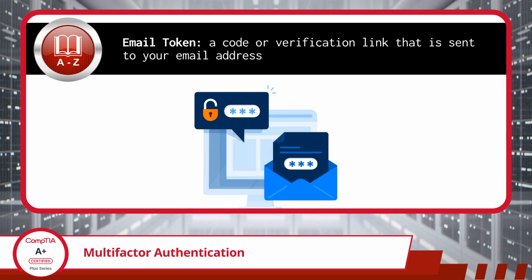One MFA method in use today involves email tokens. With this option, a code or verification link is sent to your email address as a second step in authenticating. After entering your password, you may be prompted to retrieve the code from your email inbox and enter it before access is granted. Even if someone knows your password, they would also need access to your email account to complete the login. This makes email-based authentication a practical second factor, particularly in environments where dedicated authentication tools may not be deployed.